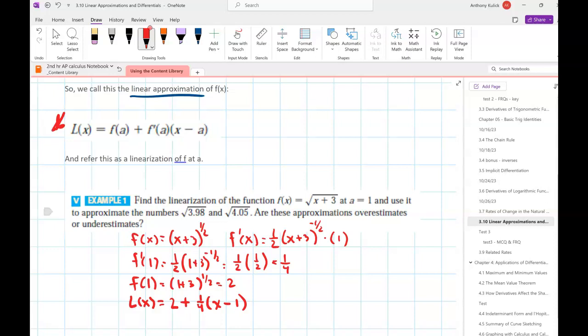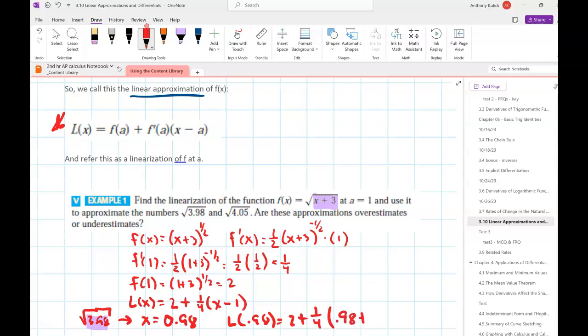It then asks to approximate these values for the square root of 3.98. What is x equal to? Is this calculated? No. Oh, x is 0.98. Yes, 0.98. So I'm just plugging that into my linearization.